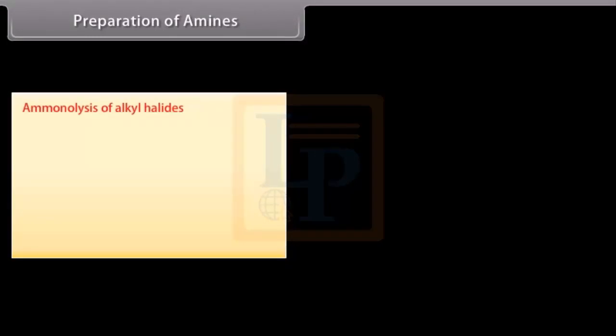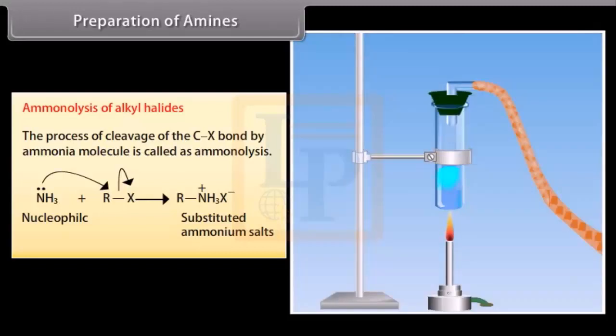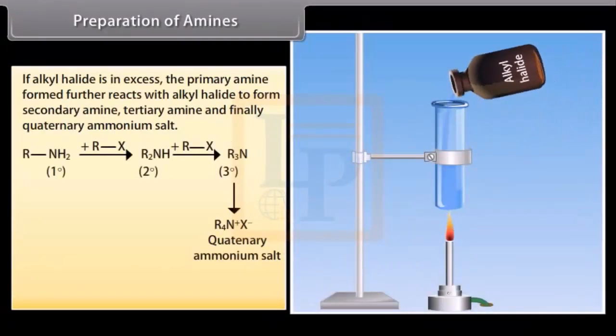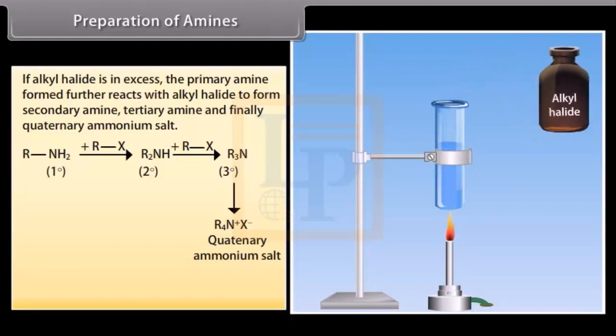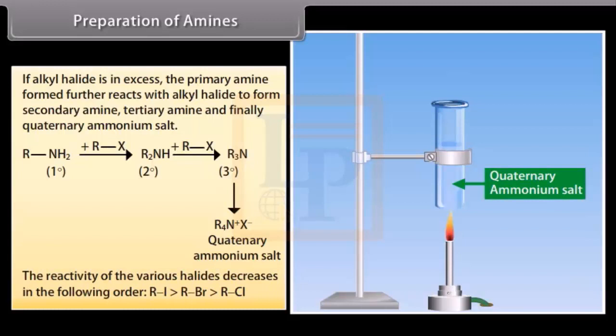Ammonolysis of alkyl halides. The process of cleavage of the C-X bond by ammonia molecule is called ammonolysis. If alkyl halide is in excess, the primary amine formed further reacts with alkyl halide to form secondary amine, tertiary amine, and finally quaternary ammonium salt. The reactivity of the various halides decreases in the following order, that is RI followed by RBr followed by RCl.